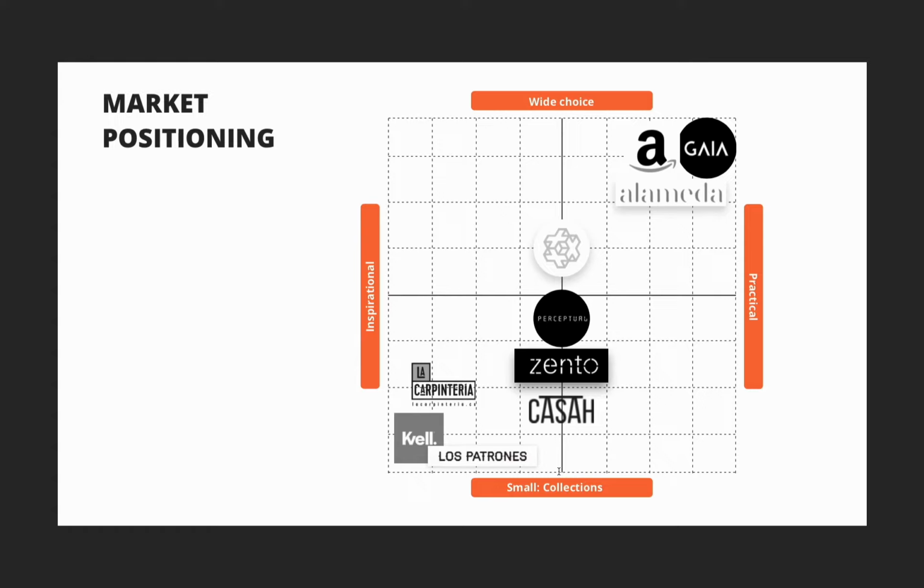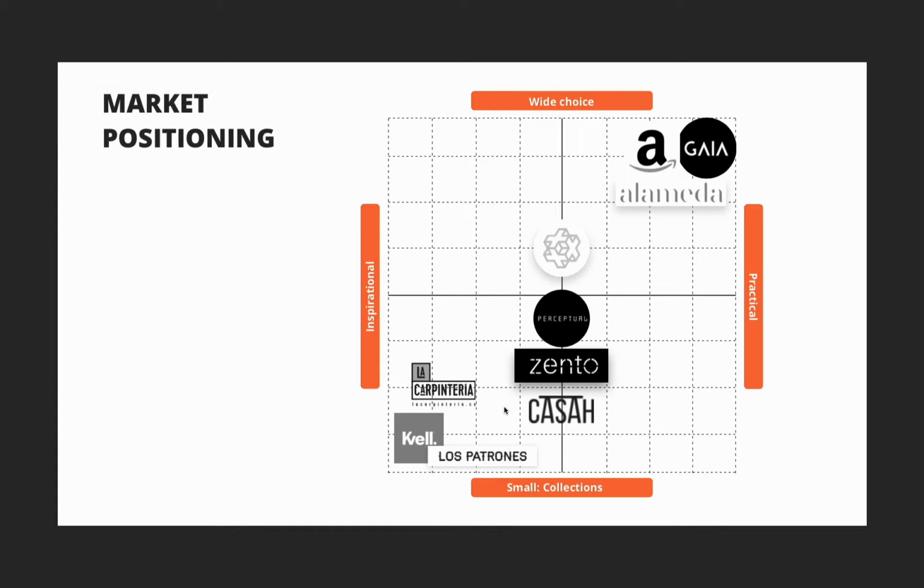So our challenge, as you can see here, is that we have 3 brands in one corner and 3 brands in the other corner. So they are very, very opposite to each other. Gaia and Amazon are opposite to La Carpinteria or Quell or Los Patrones, because these guys are offering something very, very specific. They don't have too many options. They have really limited collections. People come there because they need exactly that particular thing. But this is not mass market. This is not a top of mind choice. It's just for one particular case.